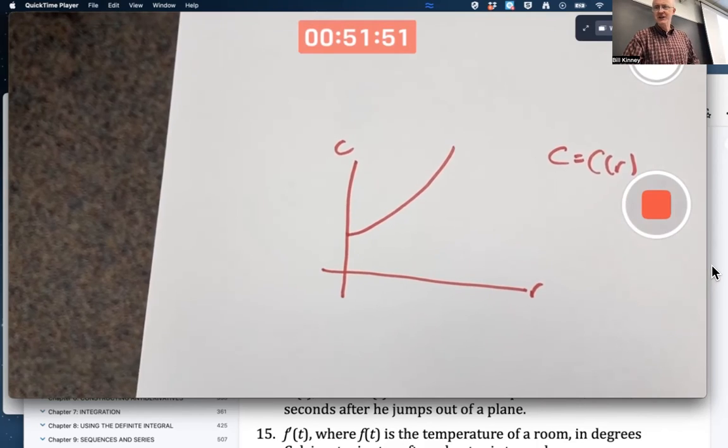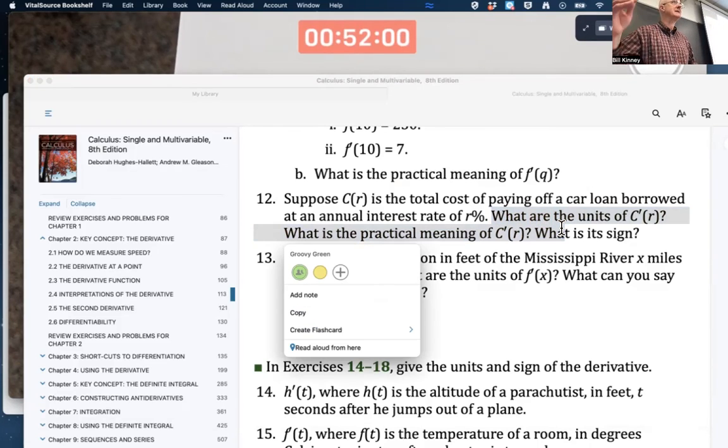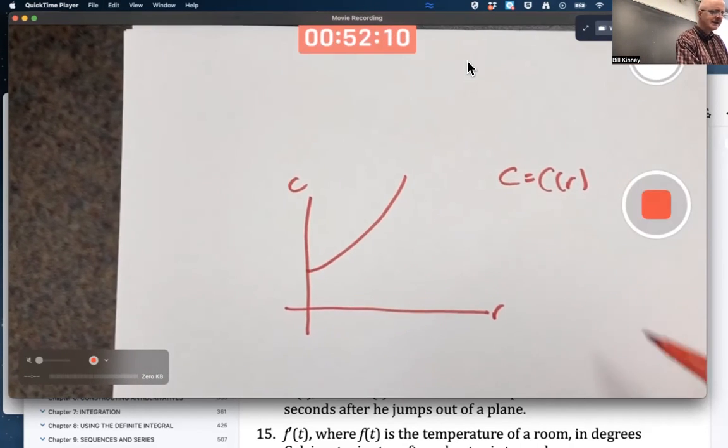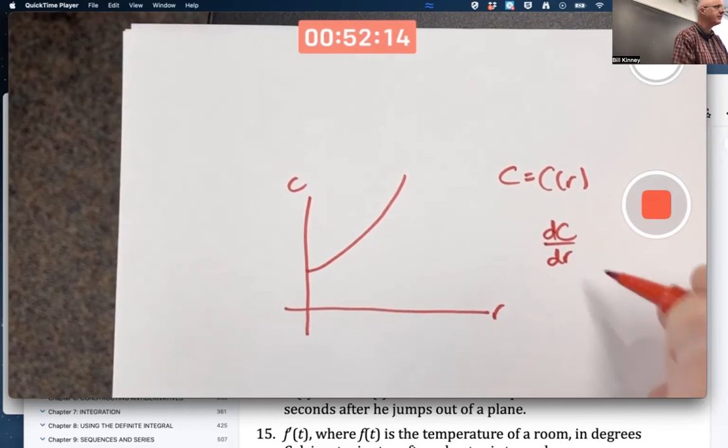It's kind of a vague question here. There are no numbers. I've said C prime of R is positive and also increasing, so C double prime would also be positive. What are its units? Think about Leibniz notation. You could write dC dR for the derivative.